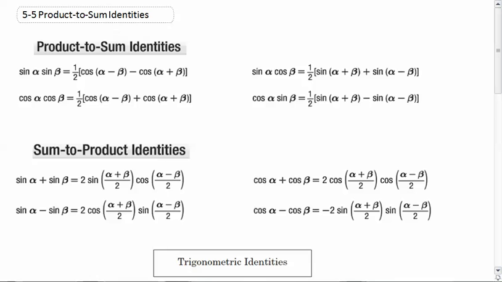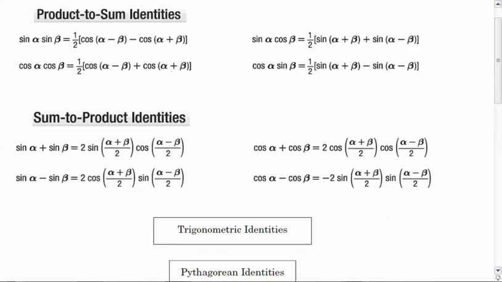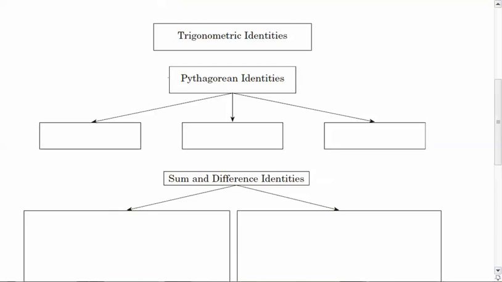So also in this lesson, I'm going to do a quick review of all of the Chapter 5 identities we've gone over. So this would be a good thing to fill out. See if you can do it before I tell you, but I'm going to fill it out here anyways. So we have all the trigonometric identities from Chapter 5.